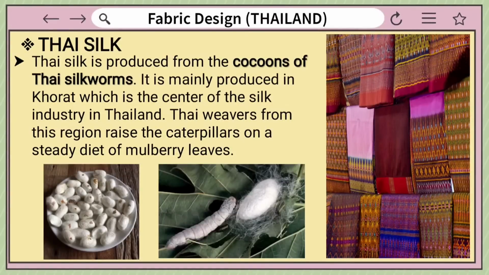Fabric design of Thailand includes Thai silk. This is produced from the cocoons of Thai silkworms. It is mainly produced in Korat, which is the center of the silk industry in Thailand. Thai weavers from this region raise the caterpillars on a steady diet of mulberry leaves.